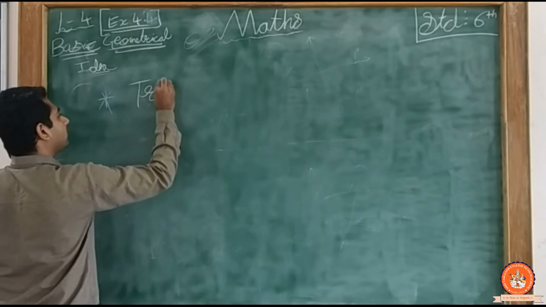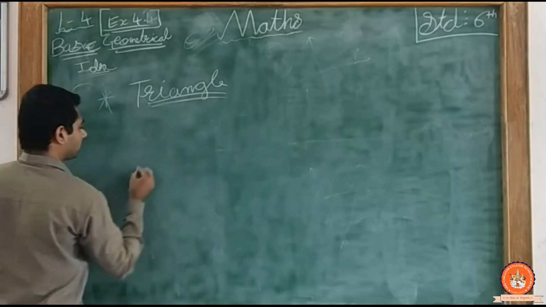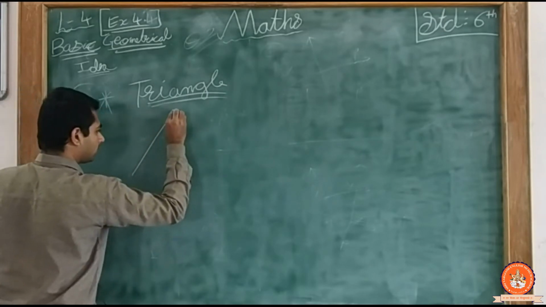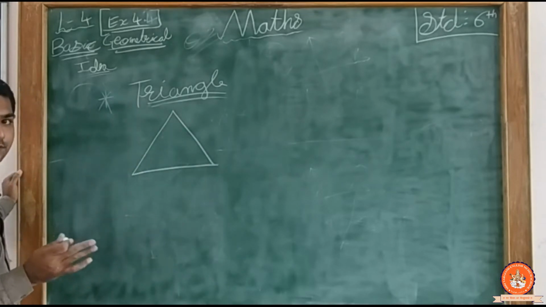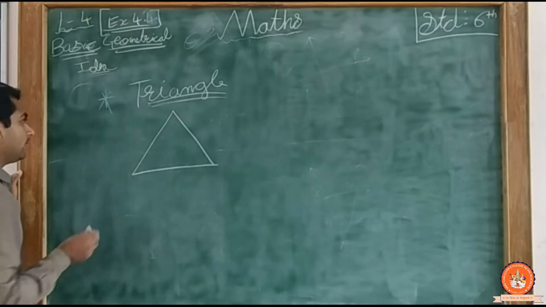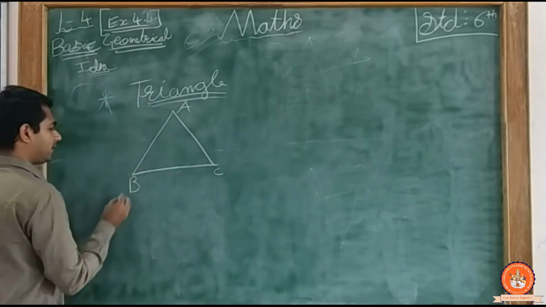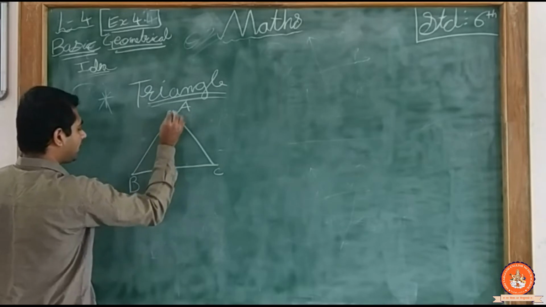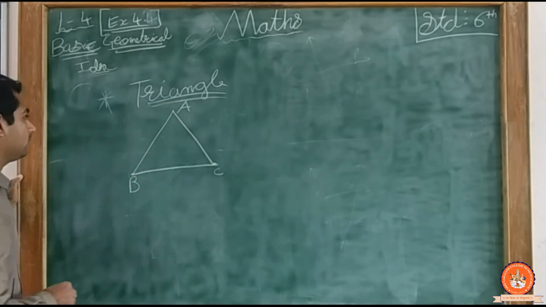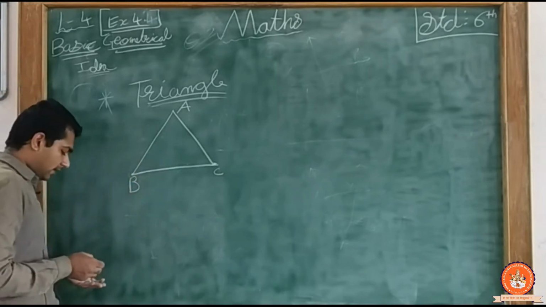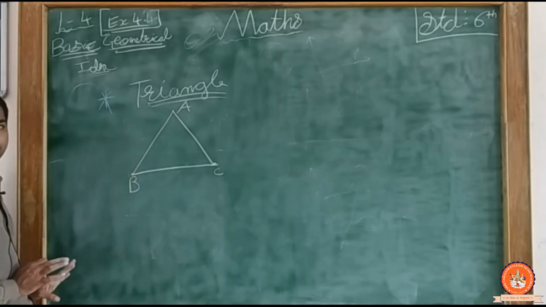This is my triangle. A triangle has three sides. It is one type of polygon only, and it has three angles: angle A, angle B and angle C. So now I understand this is called a triangle.